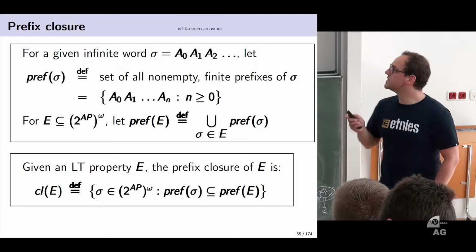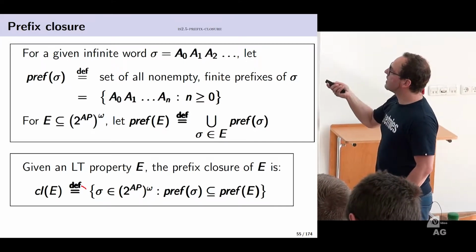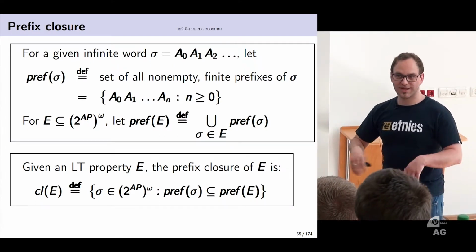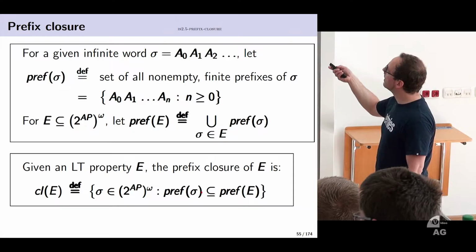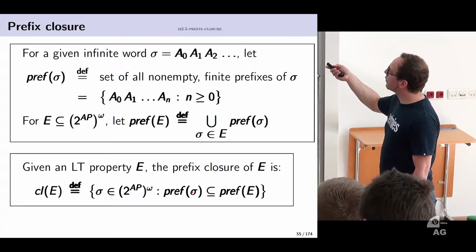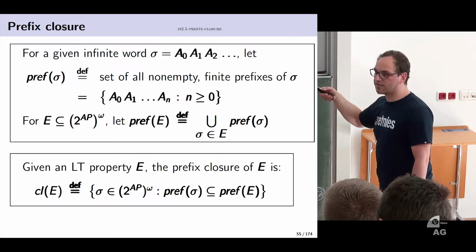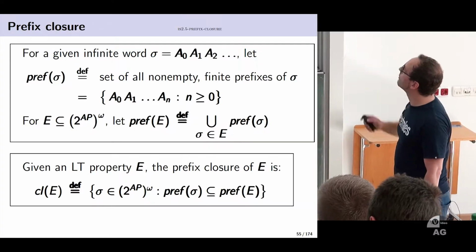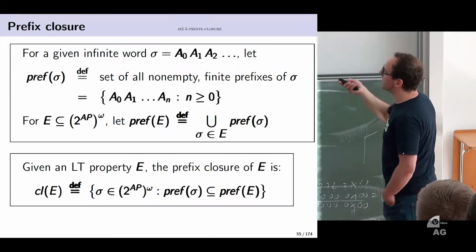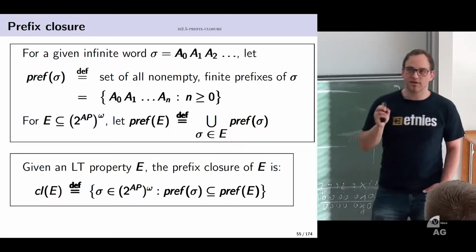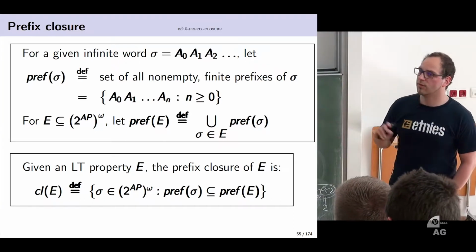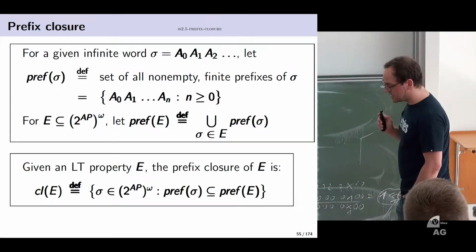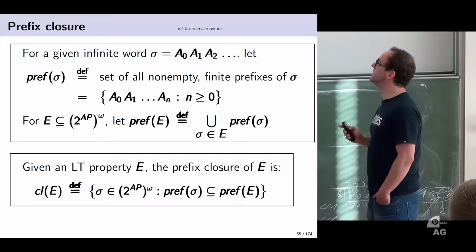First of all, if you think about it, it's rather clear that the closure only adds new words. It extends the linear time property E, because the prefixes of a word are contained in the prefixes of the word itself. And since pref of E is the union over all words, this clearly contains all the words in E, but it may contain more. We're going to see this in the course of this lecture. Okay, but this is the prefix closure of a linear time property E.